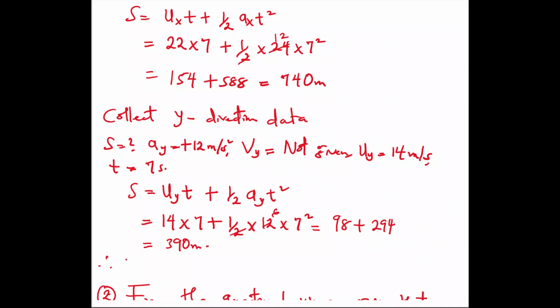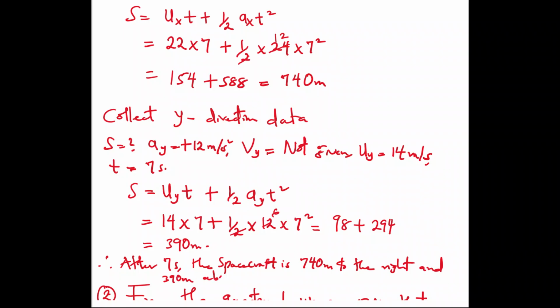Therefore, we can see that after 7 seconds, the spacecraft is 740 meters to the right and 390 meters above the origin.